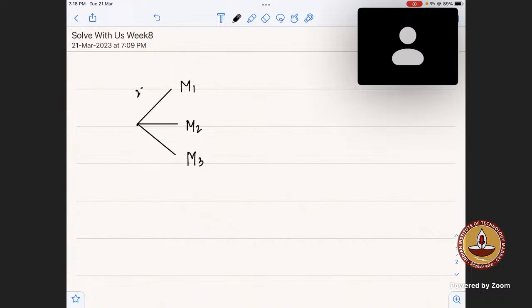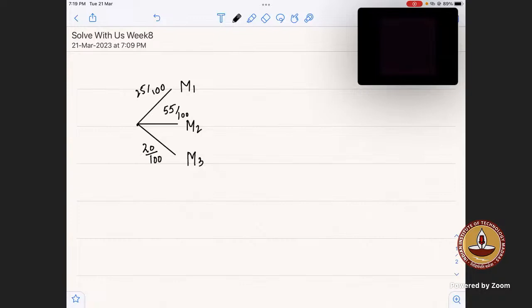25 over 100, right? And from machine 2, it will be 55 over 100. And what will be the probability that it will come from machine 3? It will be 20 over 100, right? So this is what I am listing out right now, just what has been given in the question.